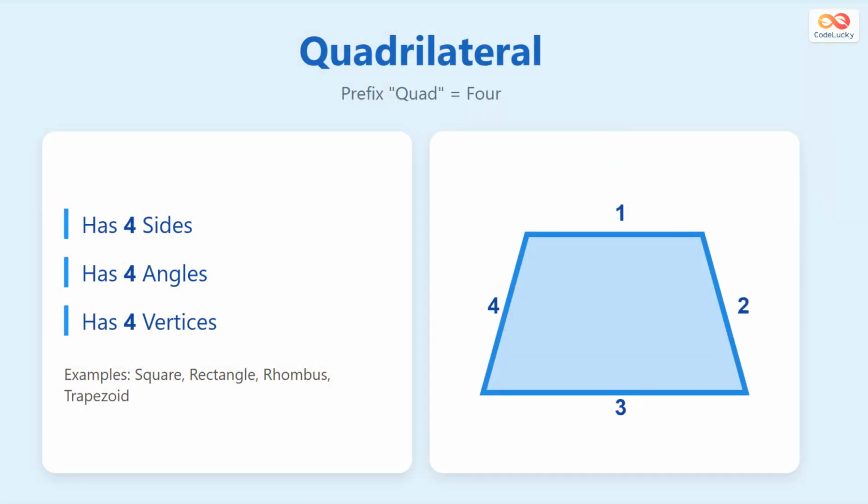Next, we have the quadrilateral. The prefix quad means 4. Any polygon with 4 sides is a quadrilateral. This group includes squares, rectangles, and diamonds. If it has 4 sides, it belongs here.